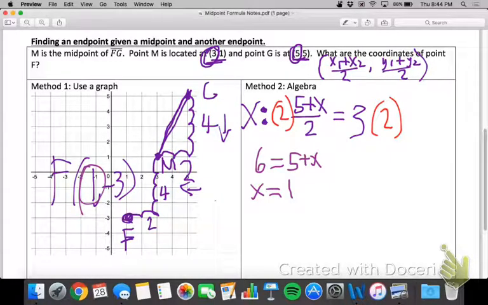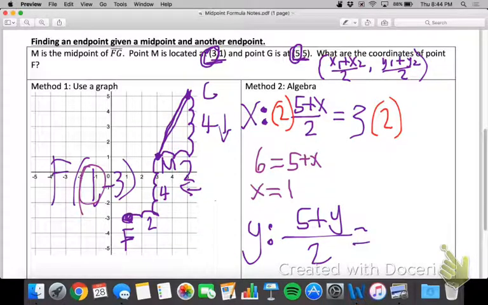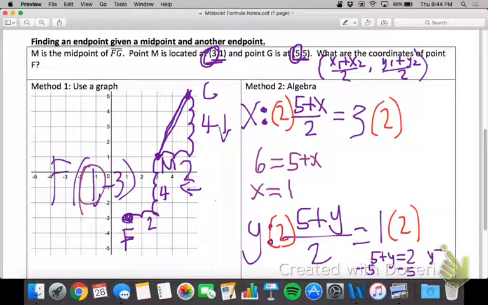And then I do the same thing with the y coordinate. To get the y coordinate, I'm going to do 5 plus x. Well, let's change that to y, because now we're solving for y. So 5 plus y over 2 equals 1. Then if I solve this equation, I multiply by 2. So I get 5 plus y equals 2. Then I can subtract 5, and I get y equals negative 3. Again, same as what I got over here. So again, we have the endpoint F is at (1, -3).